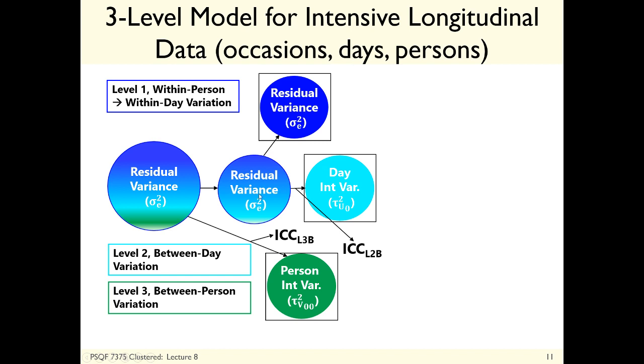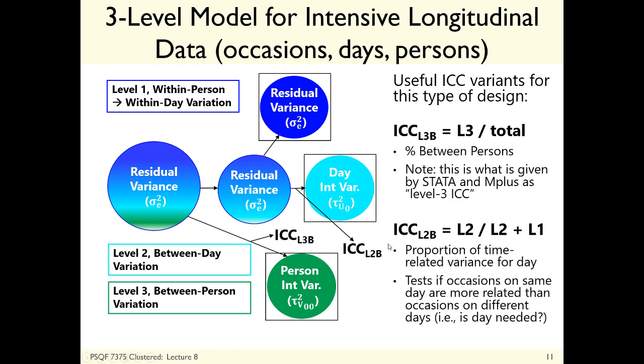And of level 1 and 2 combined, how much is level 2? I'm calling that ICC level 2B. Because that is your official test as to whether or not there is a higher correlation of occasions from the same day or not. Is it just occasions from the same person and that's all that matters, or do you also need to know from which day the occasion came? ICC level 2B tells you that. So, there you go.